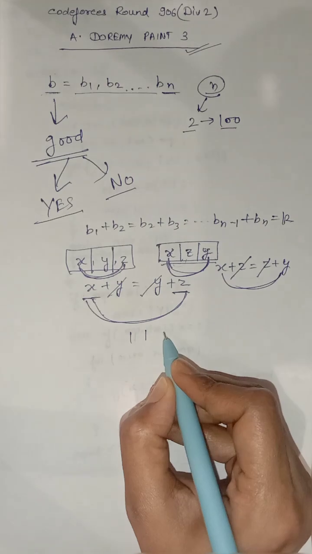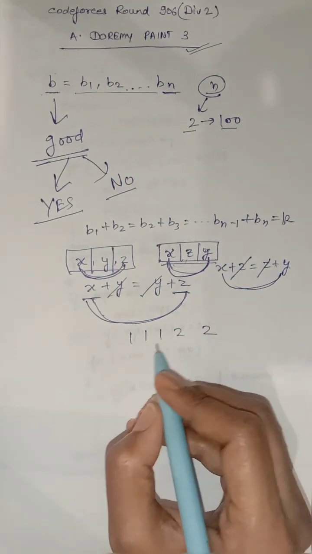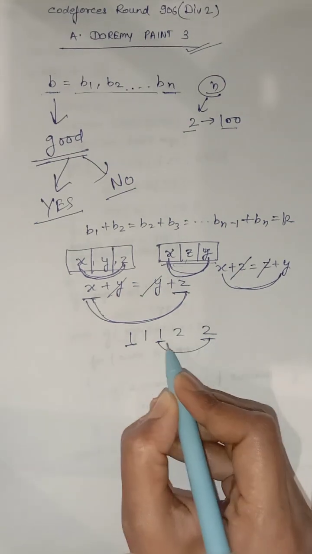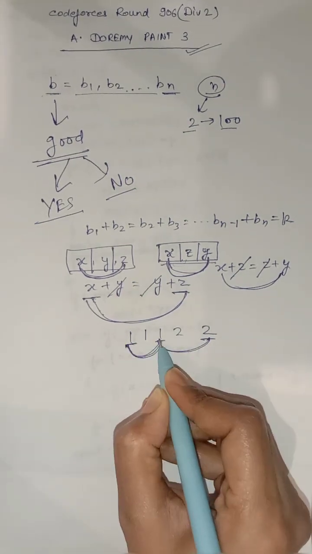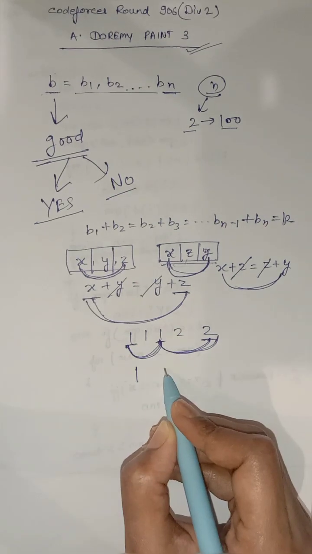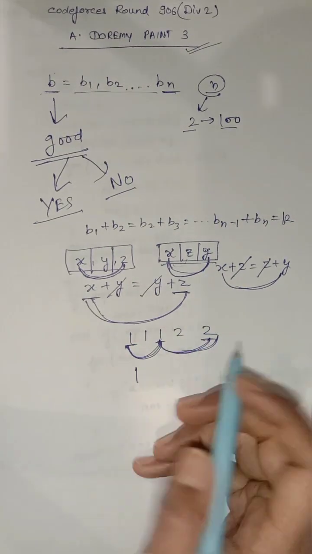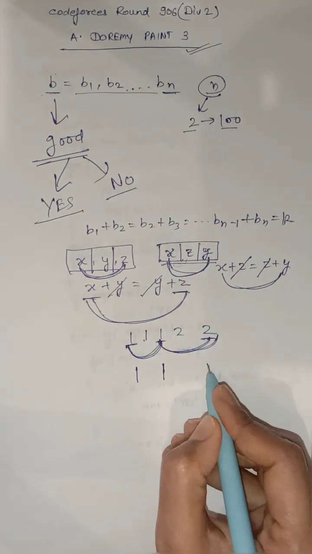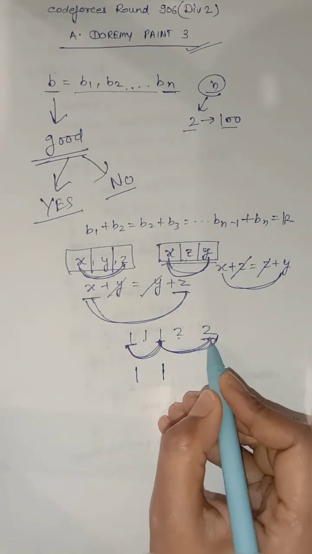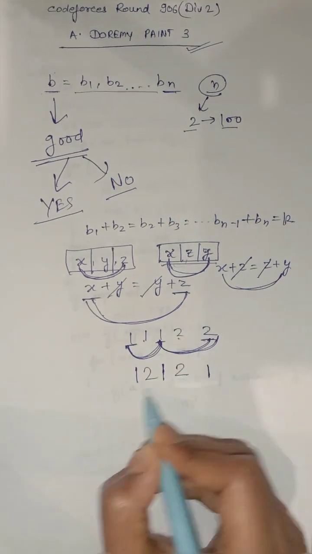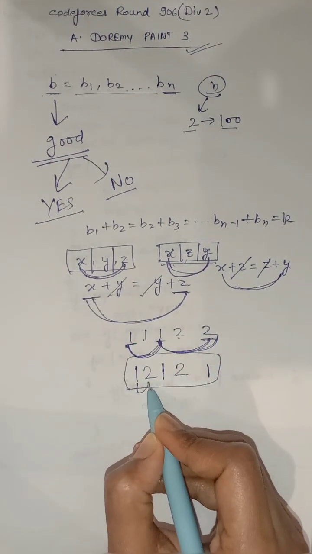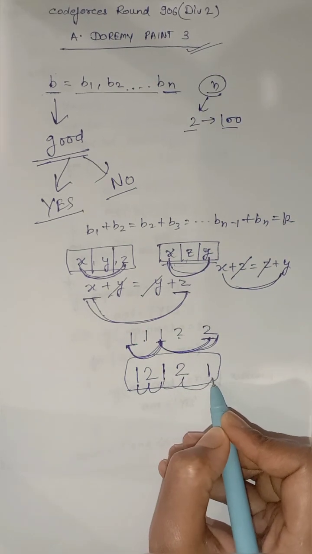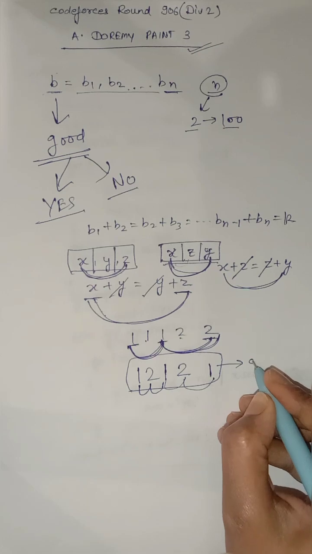Let's say we have something like this. So this and this are equal. Okay, fine. But this is not equal to this. So we want these three values to be equal. We can permute it anywhere. So let's say we move this one here, and this 2 comes here. Now you can see 1 plus 2 is 3, 2 plus 1 is 3, 1 plus 2 is 3, 2 plus 1 is 3. So in this way we can make this array good.